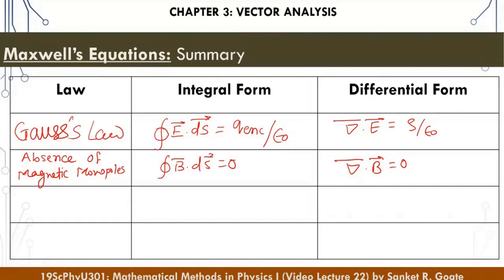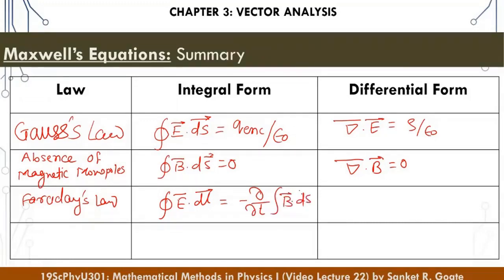The third law that we considered was Faraday's law of induction. Let's write it in integral form: E dot dl over a closed loop is equal to minus dou phi B by dou t, that is, minus dou by dou t of integral B dot ds, where B dot ds is the magnetic flux. Its differential form is del cross E is equal to minus dou B by dou t.